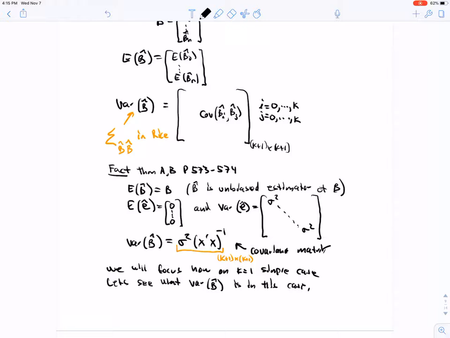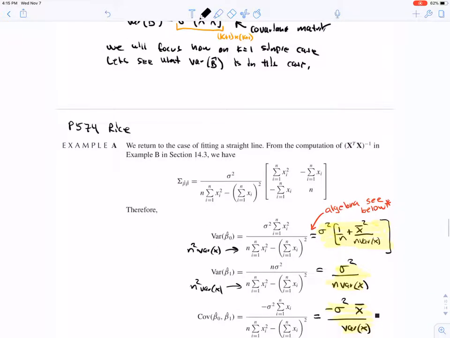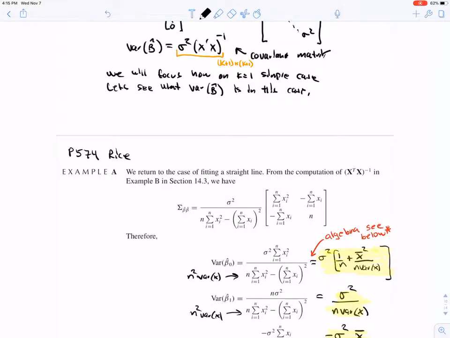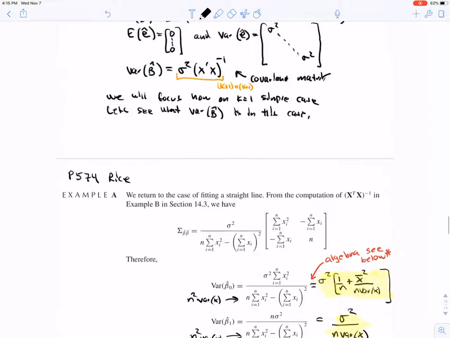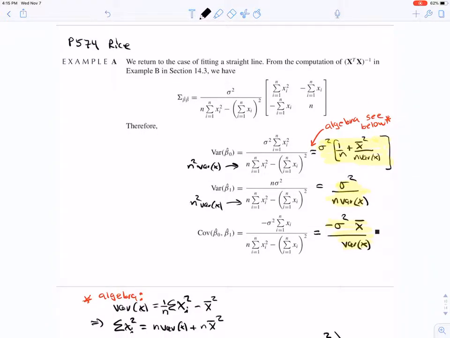So we're going to try and understand what the variance of beta hat is. Fortunately your book works that out. So page 574 in Rice, the variance covariance matrix is given for us here. So that's sigma squared times x transpose x inverse. Now x transpose x inverse we worked out on a previous page of these notes.